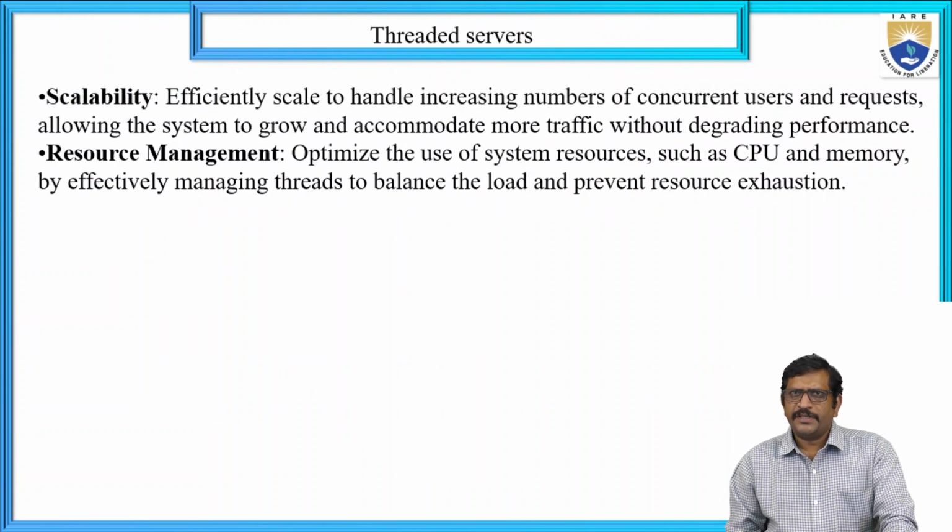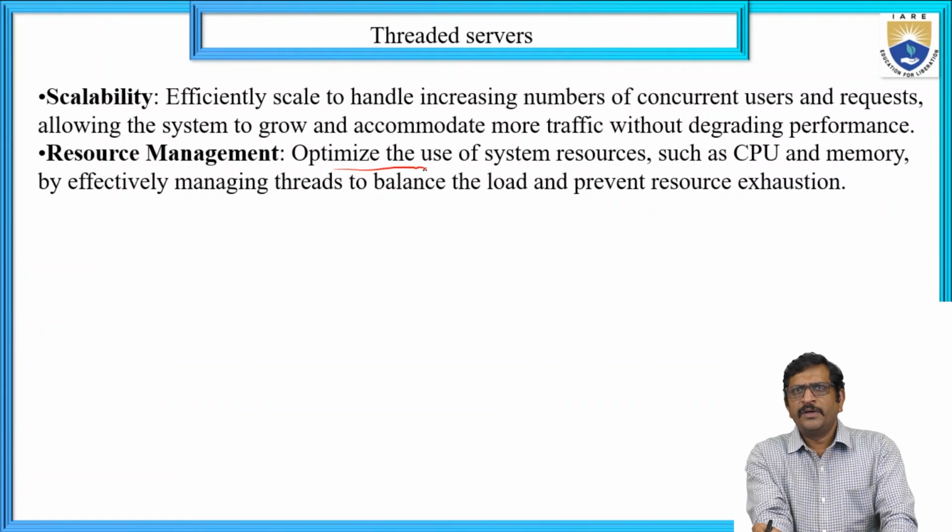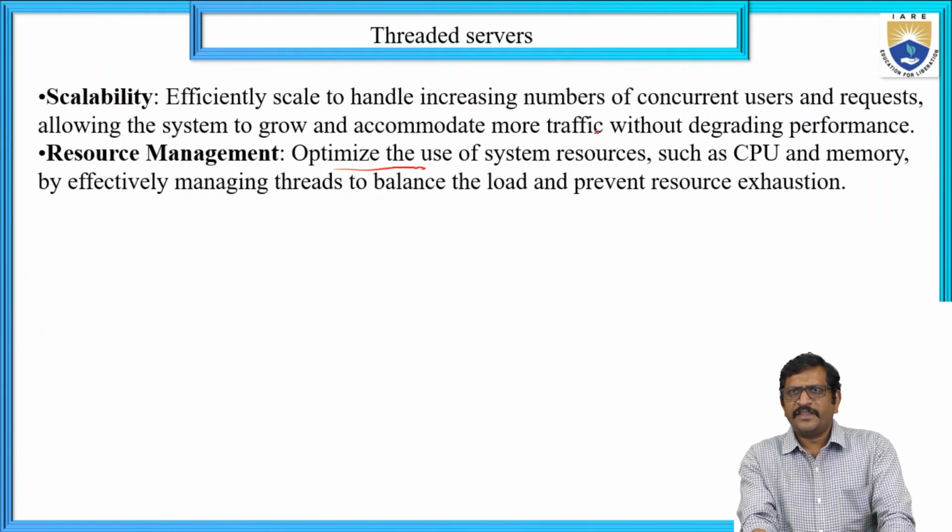Scalability, which means efficiently scaling to handle the increasing number of concurrent users and requests. The server can grow and accommodate more traffic without degrading the performance of the threaded server system. Resource management means optimizing the use of system resources. The threaded servers utilize the CPU, the central processing unit, and memory. Memory is used for storing files and content, which can be retrieved whenever wanted for processing.